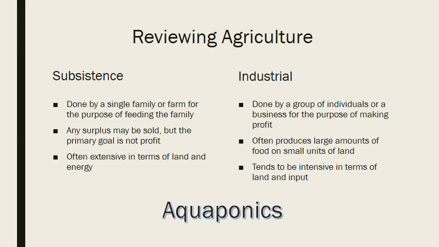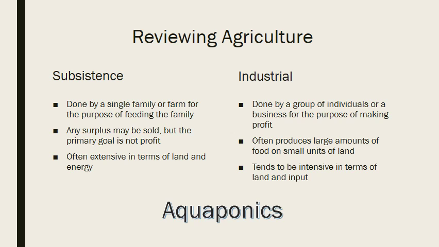Industrial agriculture is typically done by a group of individuals or a business for the purpose of making profit. So you're talking about producing large amounts of product on a very small unit of land. Meaning that it tends to be intensive, lots of use of fossil fuels, a small amount of land, lots of things that are being put out. In industrial agriculture, we're going to include plantations, and we're talking about a lot of those large corporate farms that are found in the American Midwest.